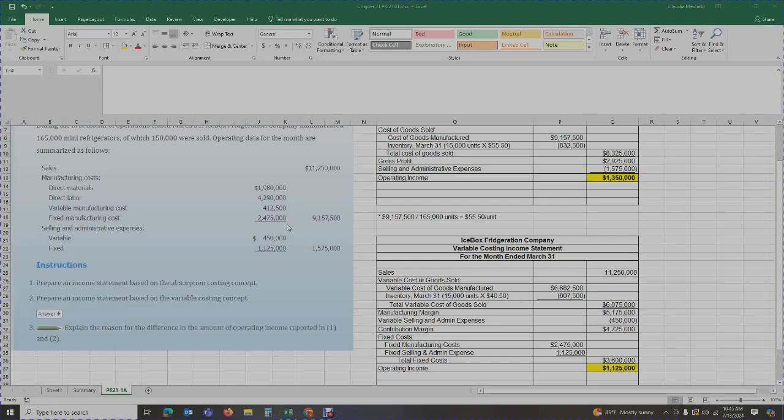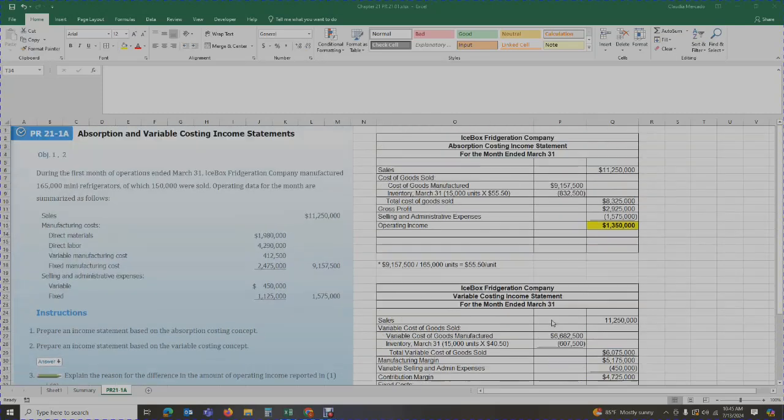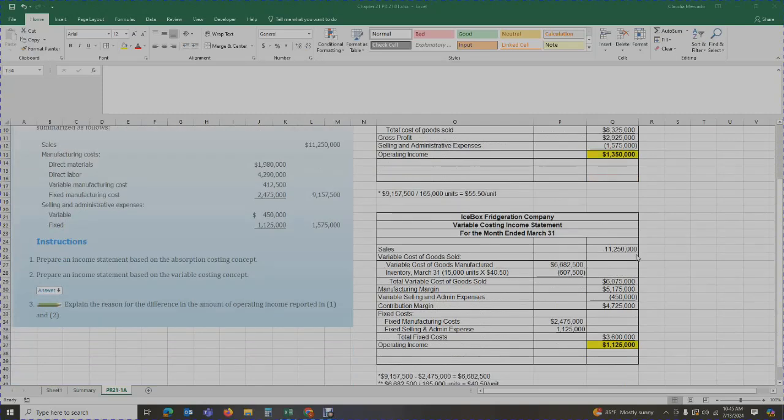The $225,000 difference is basically deferred to a future month under the absorption costing method, while it was included as an expense for March. So if you looked at your expenses using the variable costing income statement, we have fixed manufacturing costs as an expense rather than allocating a portion to the actual manufacturing of the goods. So it's just a different way of calculating it.